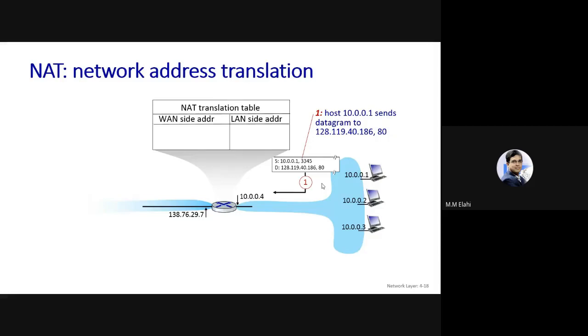What will happen? Packets will be generated where source will be 10.0.0.1. There will be a port number assigned by the operating system, 3345, and then the destination will be the address of the server. For example, facebook.com, google.com. So the address of the server in this example is 128.119.40.186. Is this public or private? That is public IP or private IP?